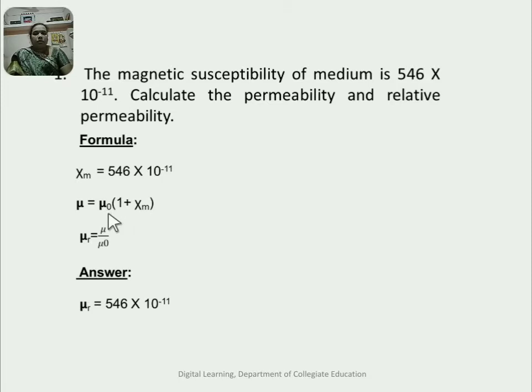All of us know that mu naught is equal to 4 pi into 10 to the power minus 7, and the psi value is given here, 546 into 10 to the power minus 11. After substituting the values of mu naught and susceptibility, we get the answer for mu. And the second question here is to calculate the relative permeability. We know this relation: relative permeability is the ratio of mu by mu naught. So the mu value is calculated from the first question, and mu naught is 4 pi into 10 to the power minus 7. After substituting these two values in this formula, we get the answer for relative permeability, that is 546 into 10 to the power minus 11.